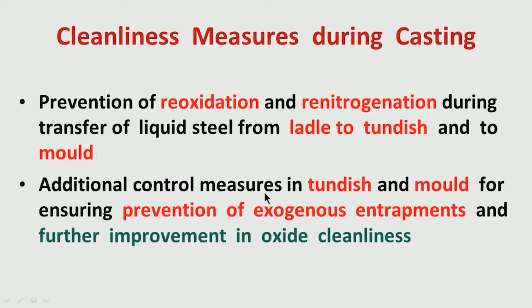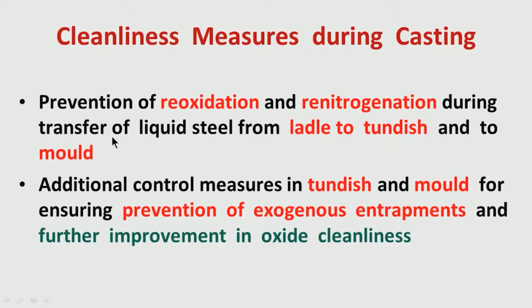Then additionally, some more control measures have to be taken in the tundish and mold for ensuring that new exogenous entrapments do not get into the steel, they are prevented. That means, from the ladle, from the tundish lining, or from the mold slag, there is a possibility of exogenous entrapment getting entrapped or entrained in liquid steel, which should not happen, which should be controlled, because we have taken all the important measures to clean the steel. We do not want the steel to again get dirty from the exogenous entrapments.